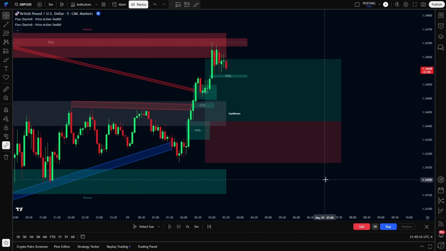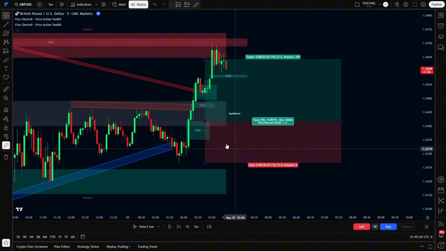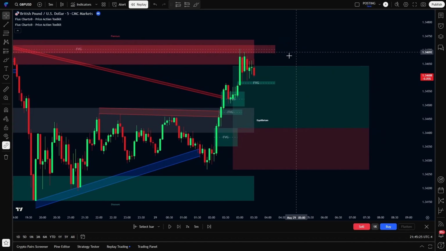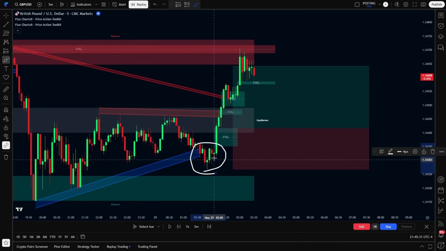So unfortunately, with this trade, price never actually ends up hitting our entry, it just keeps shooting up. So we wouldn't take this trade. But the idea is we're looking for a break of a bullish trend line, price to jump up, form a bullish fair value gap, retrace to the bullish fair value gap, and then take an entry. And we only take this entry if price is in a discount. Otherwise, we're buying too high and we're not getting the best possible entry.